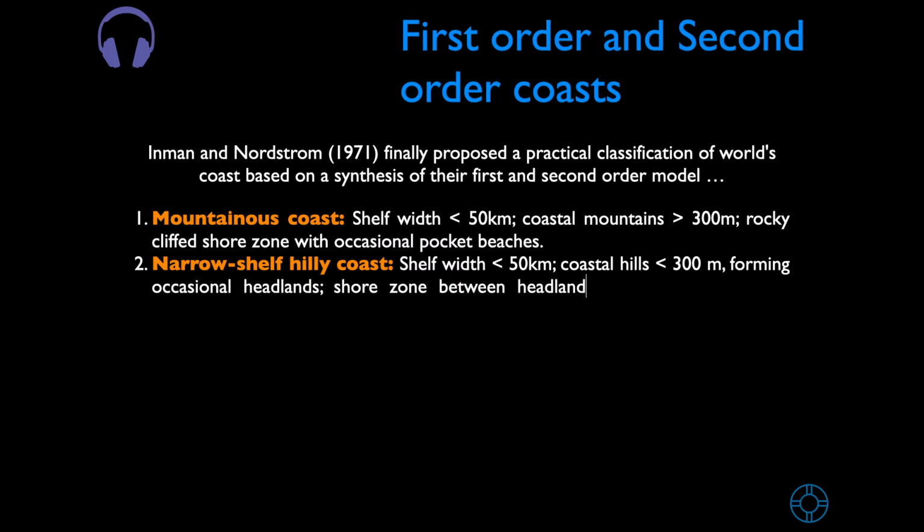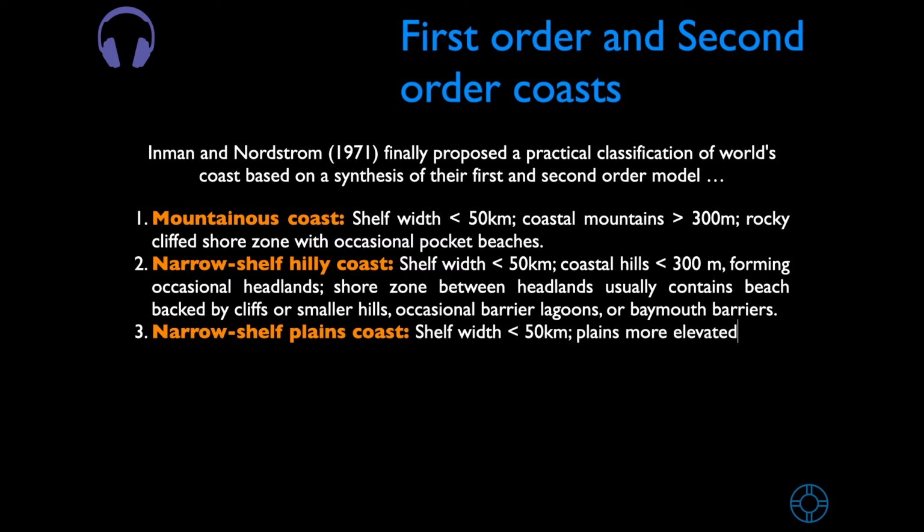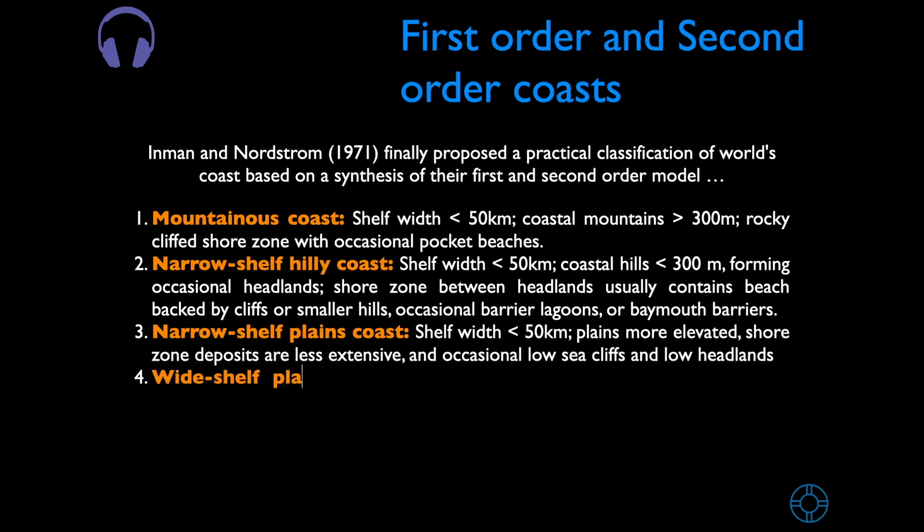The second one are the narrow shelf hilly coasts. The shelf width is also below 50 kilometers. Coastal hills are below 300 meters, forming occasional headlands. The shore zone between the headlands usually contains beaches backed by cliffs or smaller hills. Occasional barrier lagoons or bay mouth barriers can also occur.